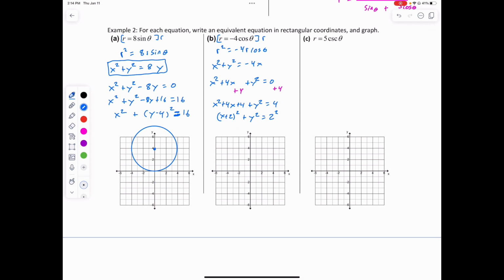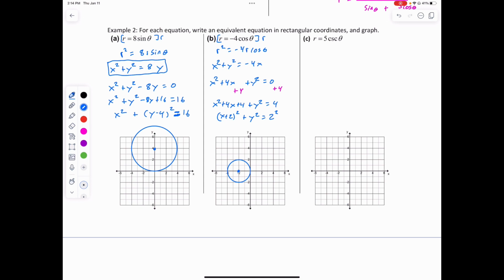So I have now a circle again, centered at (negative 2, 0) with a radius of 2. And so I get a circle that looks a little bit like this, centered at the point (negative 2, 0) with a radius of 2.